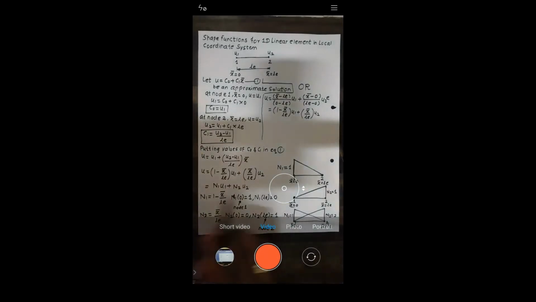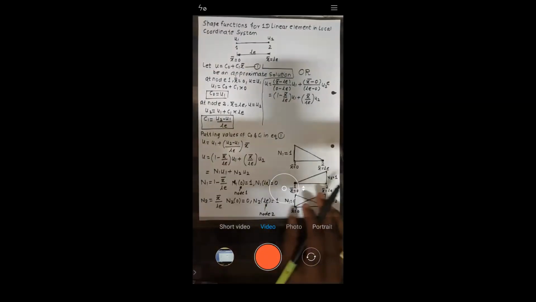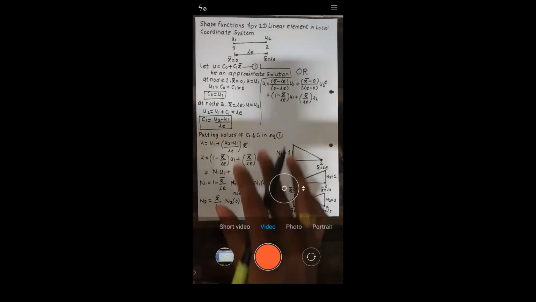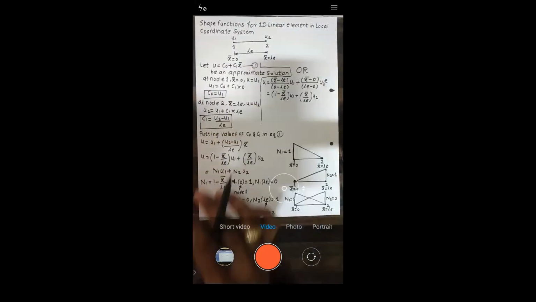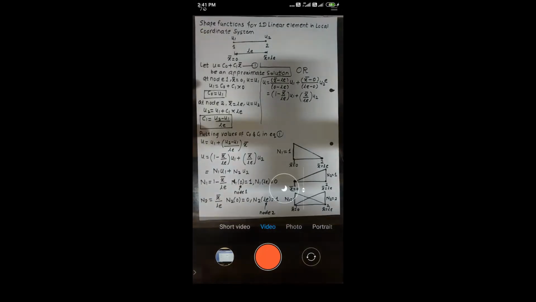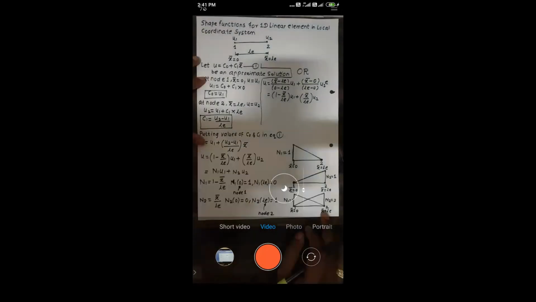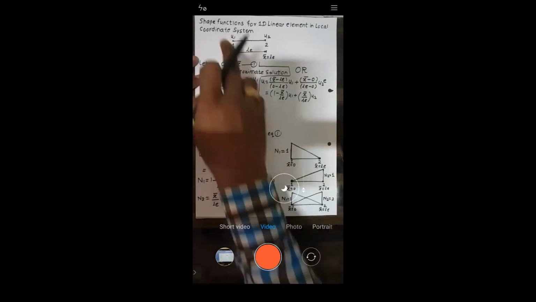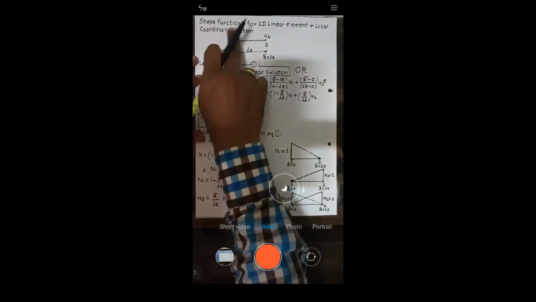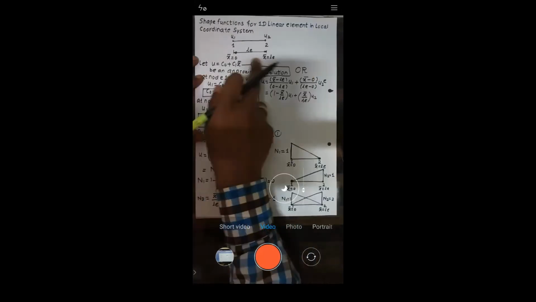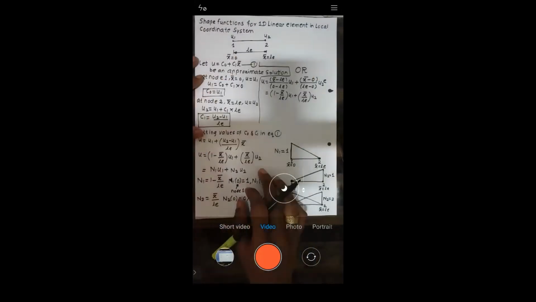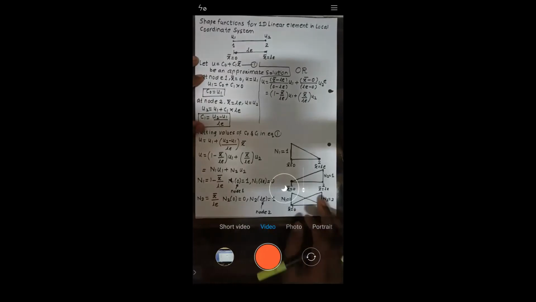Yes. Okay, so what have we done? We have derived the shape functions for a 1D linear element in local coordinate. This is a 1D element, and it is linear because it has two nodes. It is in local coordinate because we are dealing with x bar, which is related to the local coordinate.